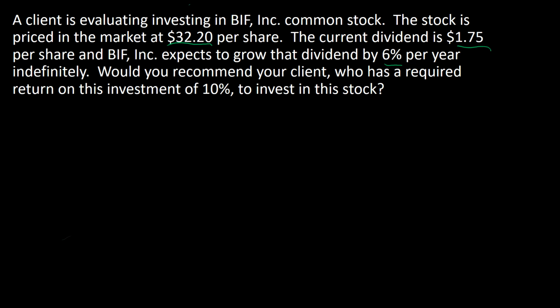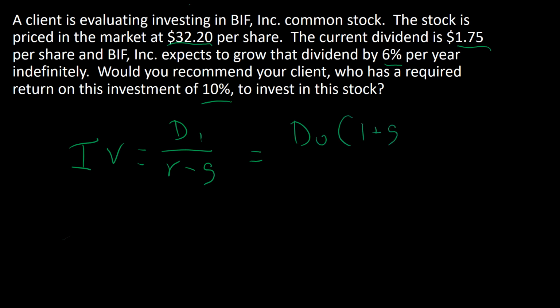Would you recommend to your client, who has a required return on this investment of 10%, to invest in this stock? So here, we're going to worry first about how we quantify this, and then once we have that value, we need to understand what to do with it. So in this case, we know that intrinsic value equals D1 divided by R minus G. And we said that that equals D at time 0 times 1 plus the rate of growth divided by R minus G.